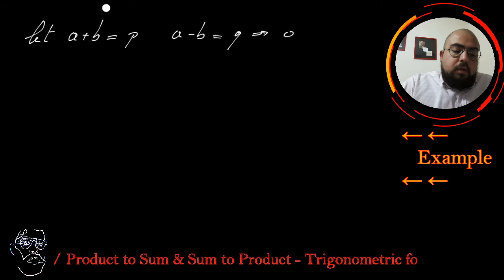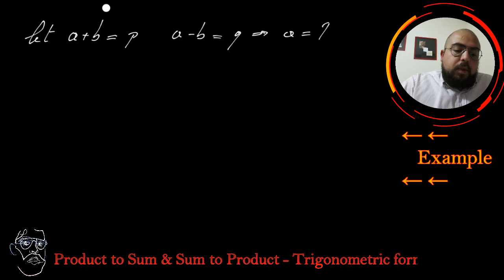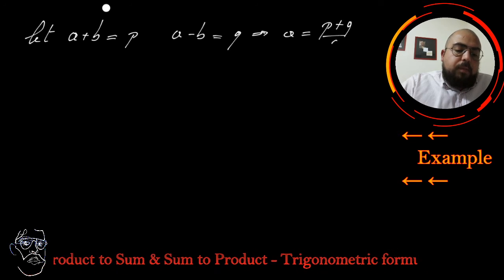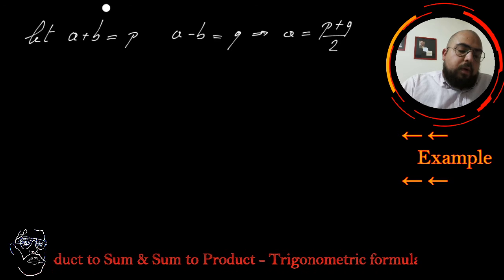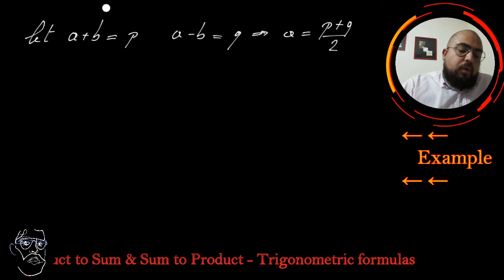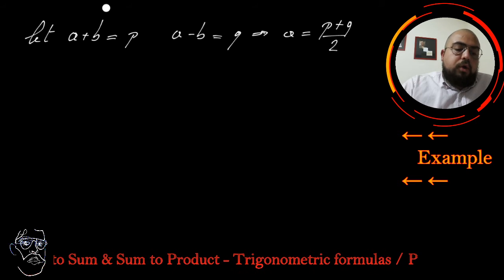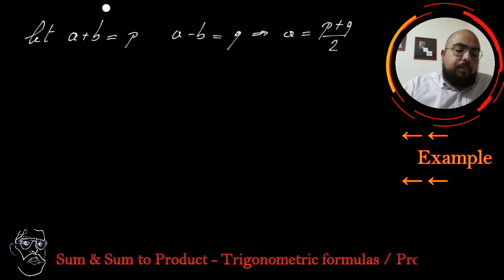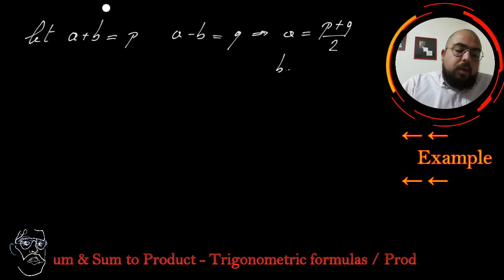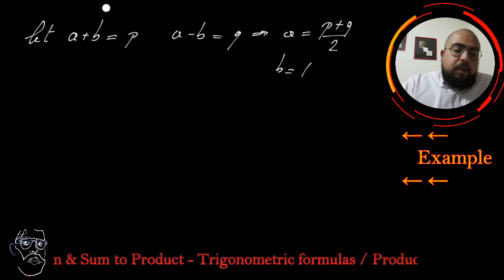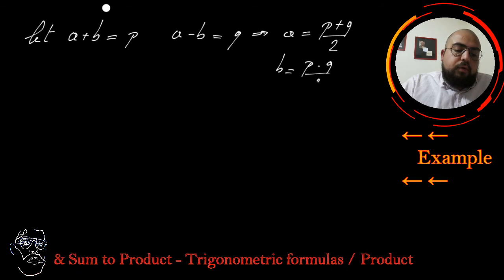So from this I can deduce that a will be (p plus q) over 2. You simply have to add. Whenever you add them together, you obtain 2a is equal to p plus q, so a is equal to (p plus q) over 2. And b will be equal to (p minus q) over 2.